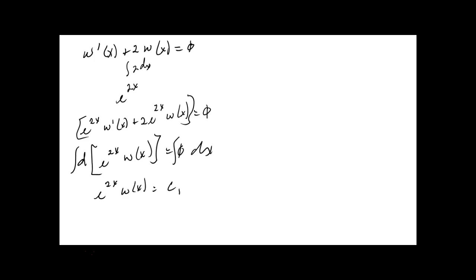So what is w of x? It is equal to C1 times e to the minus 2x. In other words, you divide both sides by e to the 2x. So there's your another solution.